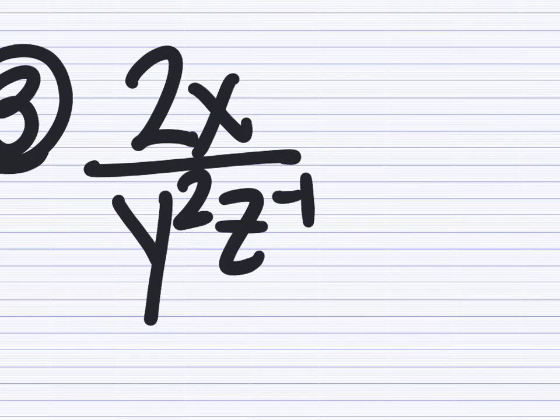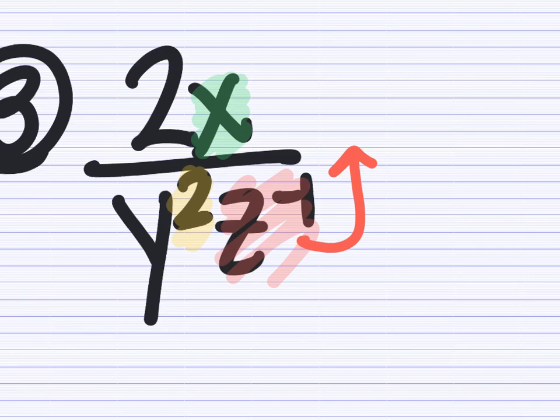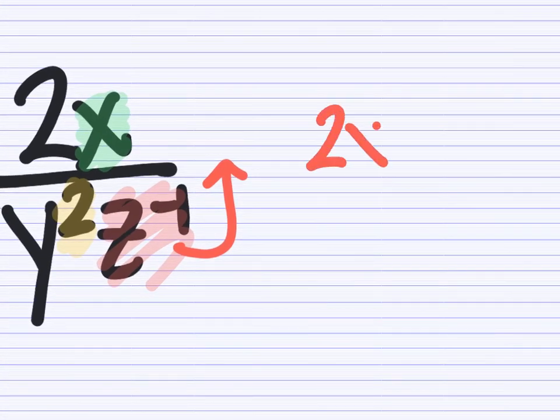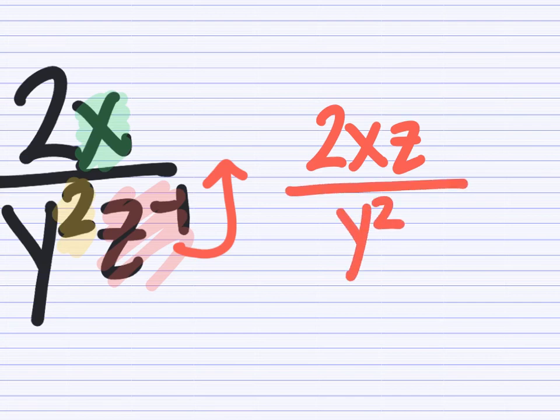Number 3. Number 3, again, notice we have 3 different bases. We have an x, a y, and a z. Here, everything has a positive exponent except for z to the negative 1. So what's going to happen there is the z to the negative 1 is going to move to the top of my fraction, and you'll get 2xz over y squared.